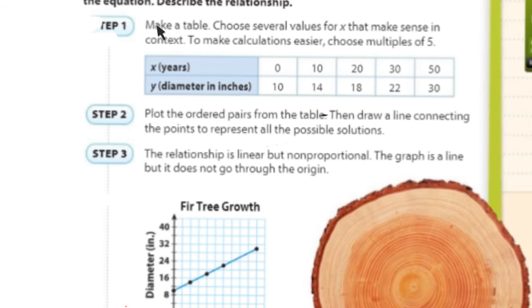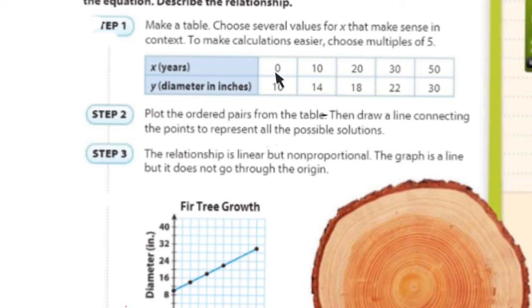They ask us to make a table. Choose several values for x that make sense in context. To make calculations easier, choose multiples of 5. So they chose 0 for the very first time they measured the tree. It was 10 inches in diameter. Then they chose 10, 20, 30, and 50 years.